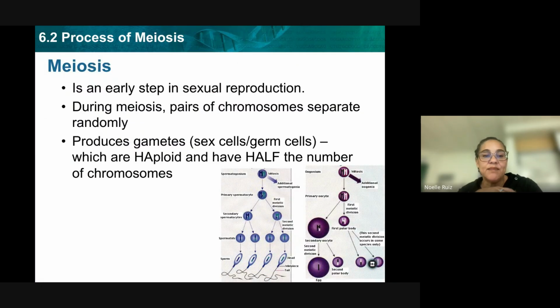So meiosis is an early step in sexual reproduction. During meiosis, pairs of chromosomes separate randomly, and this process produces gametes, or the sex cells, the germ cells, the sperm and eggs. Remember from last week, gametes are haploid. They have half the number of chromosomes. A normal number of chromosomes is 46. We only want our children to have 46, as you hopefully saw in the karyotype. Extra or missing chromosomes is trouble.